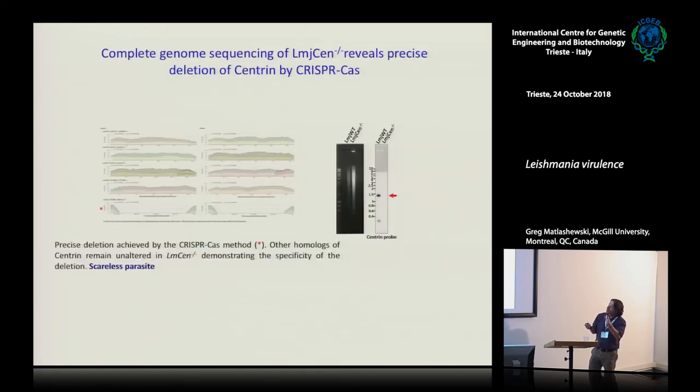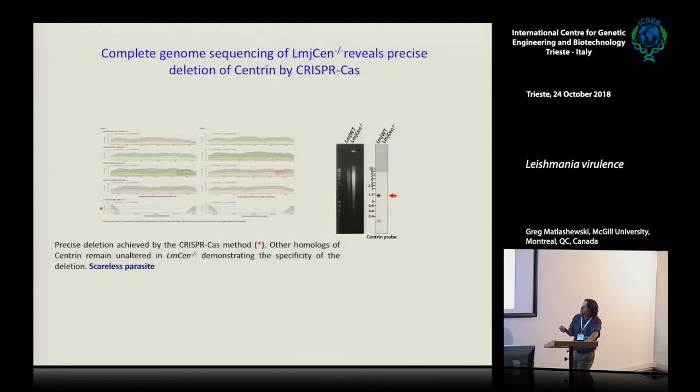And when you sequence across the gene, these are reads across the gene. In fact, these are two different clones. There are five centron genes, all slightly different, and the one that's been removed is shown here. You can see there are no reads here. It's cut out, but the other centron genes are present, which are on other chromosomes.